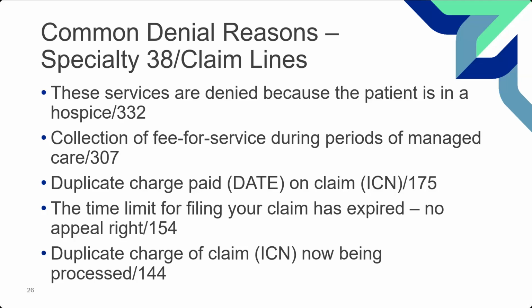Duplicate charge paid on such and such a day on claim would have the ICN connected there. 175 claim denials because it was duplicate. It's already paid on another date on another claim. The last bullet here shows that this is a duplicate of a claim that's now being processed. So two like claims in the system at the same time being processed. So 145 denials there. The reason why I'm talking about both of these together is there is a lot of different reasons why a claim can deny as a duplicate.